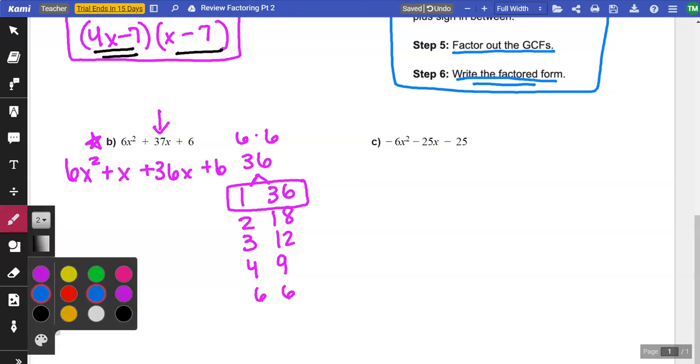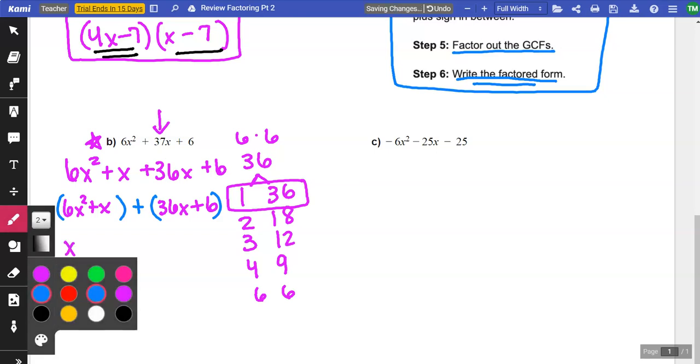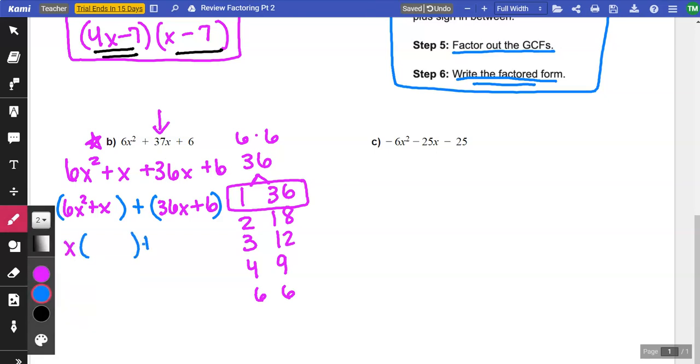Now we're ready to add our grouping symbols, and what do we always want in between? The plus sign. So 6x squared and x are going to be grouped together, 36x and 6 are grouped together. Now factor out the GCFs. So 6x squared plus x has an x in common, so we're going to bring that out in front of the parentheses. And then we'll be left with 6x plus 1. And I know that's right because x times 6x is 6x squared, and x times 1 is x.